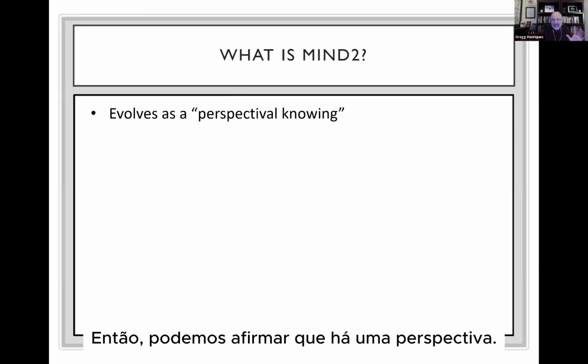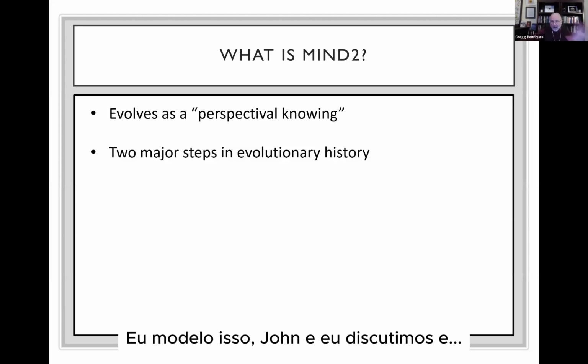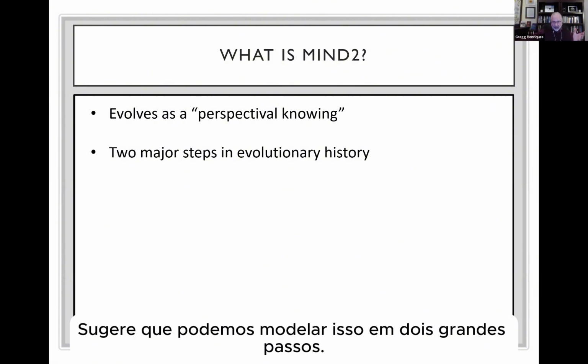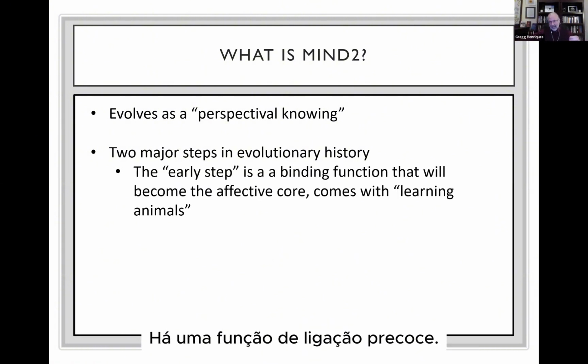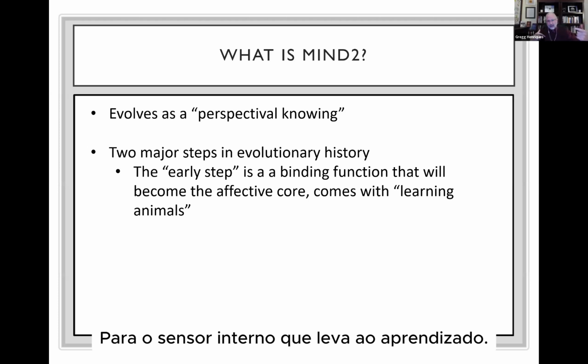So we can then say that there's a perspectival knowing evolution. I model this. John and I have talked about this and explored this. Behavioral investment theory suggests that we can model this in two major steps. There's an early binding function when the exterior sensory system gets tracked into the interior sensor that gives rise to learning.